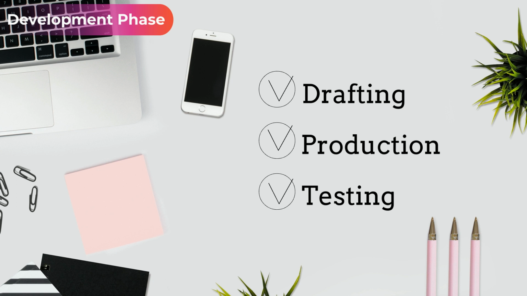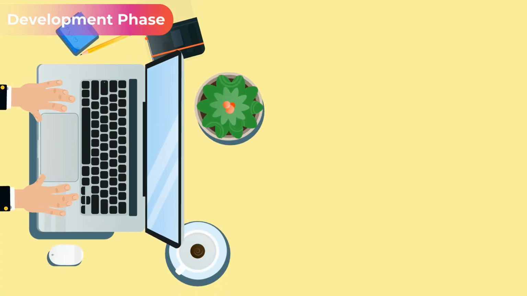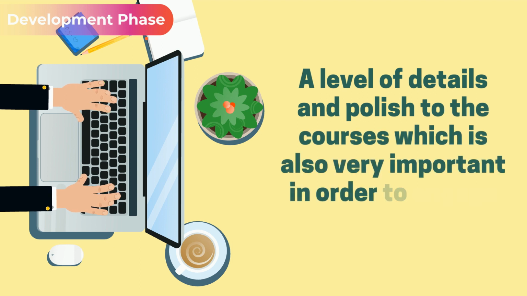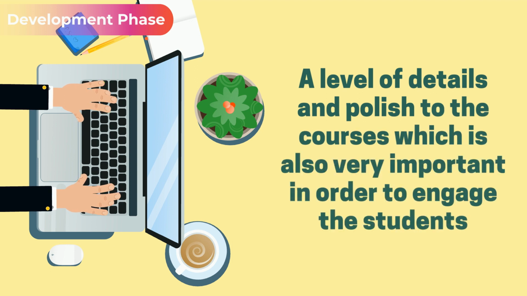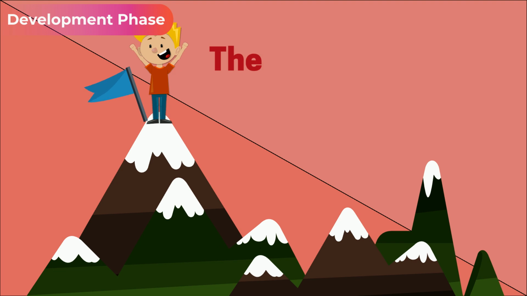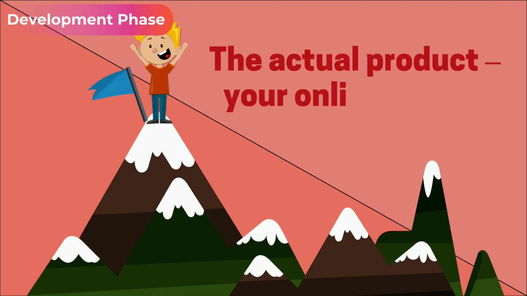At this phase, you can begin to create the courses. Your storyboard will guide you step by step. Each element of the course should be developed to match the design phase. The core of the content had already been decided. What you need to add is a level of detail and polish to the courses, which is also very important in order to engage the students in an online environment. The end goal of this phase will be the actual product, your online course and activities.